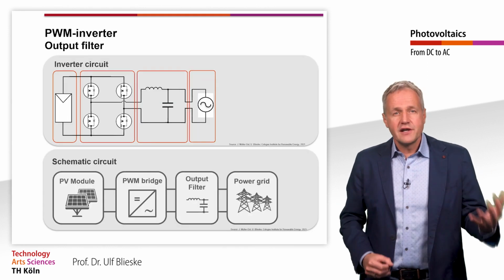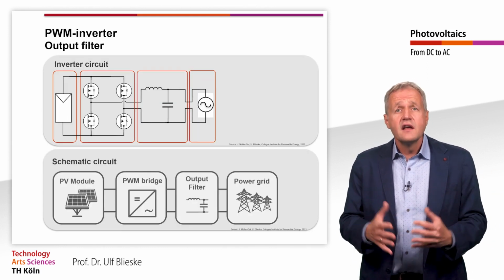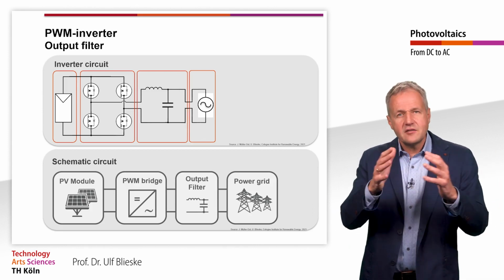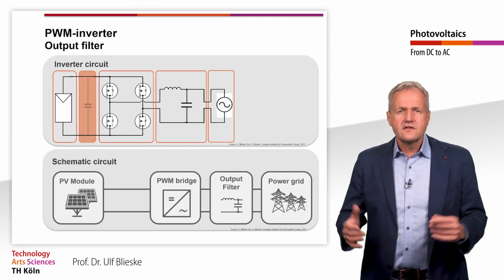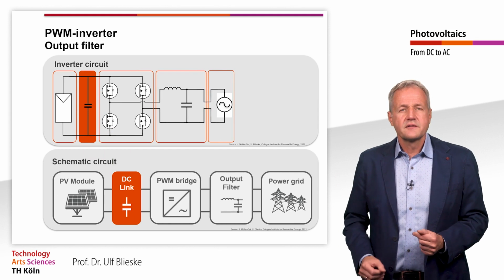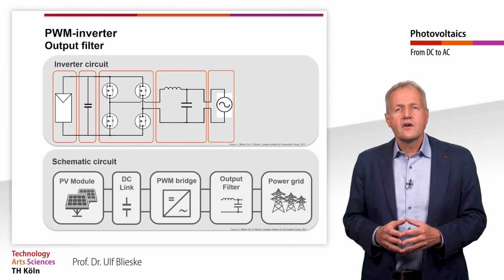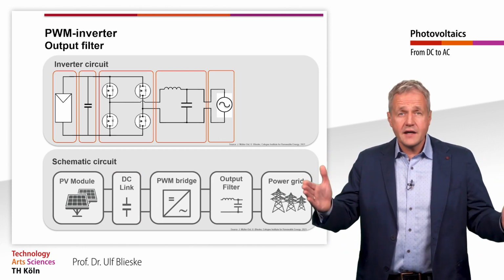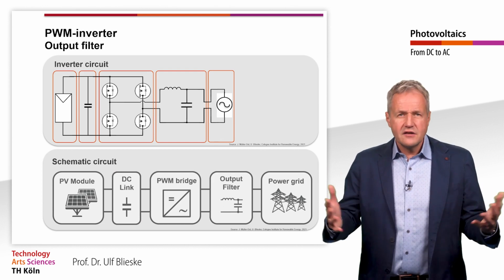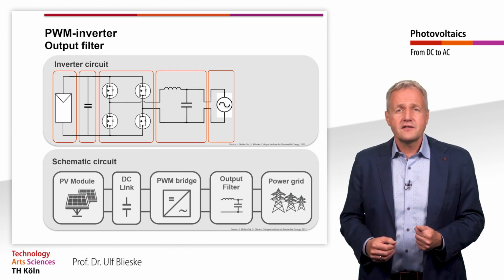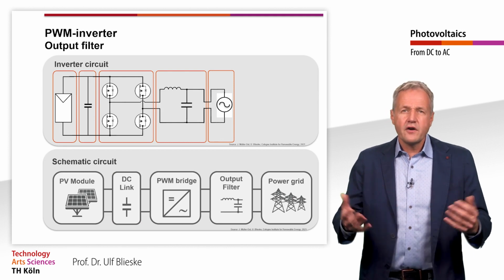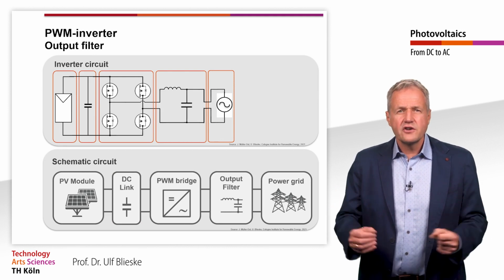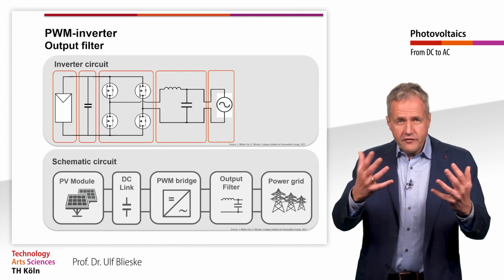In order to temporarily store the DC energy, a capacitor is integrated into the circuit between solar generator and the PWM bridge. This is also known as DC link. Since the power on the AC side drops to 0, this capacitor must have a very high capacity. So relatively large and expensive capacitors are required. However, this only applies to a single-phase inverter. This picture is more favorable for a three-phase inverter.